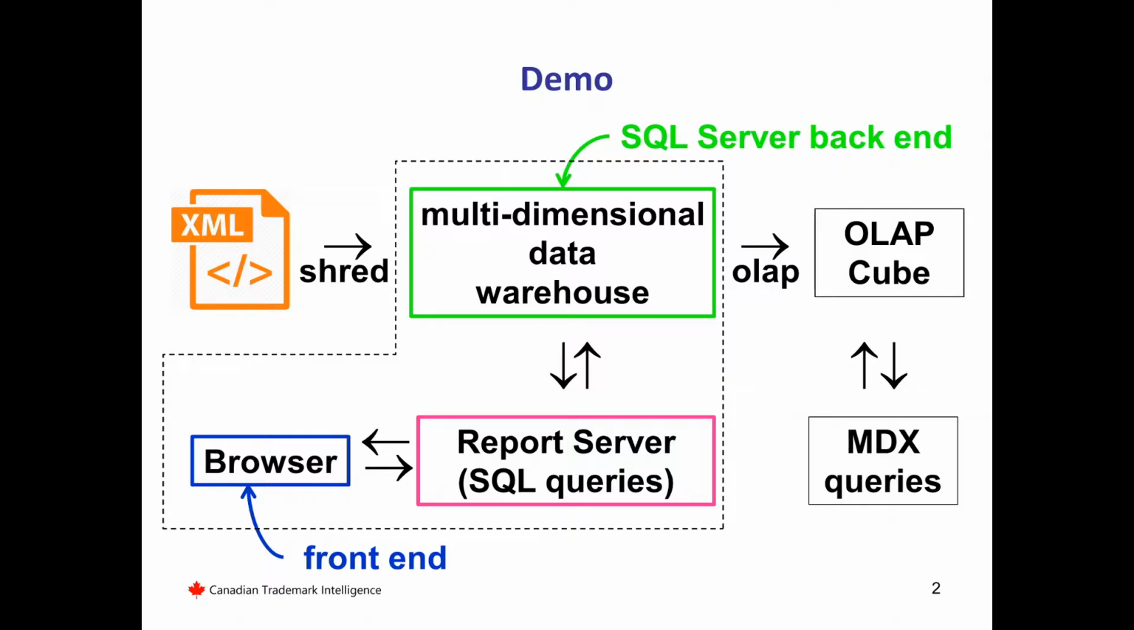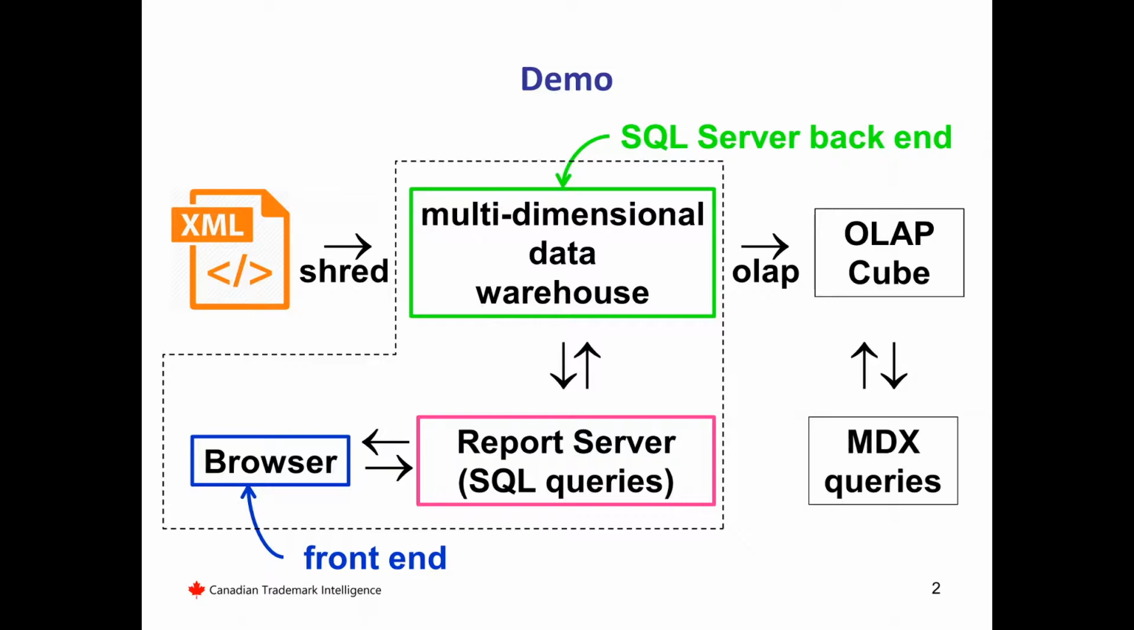In the green rectangle at the top, we have a multi-dimensional data warehouse which I built using Microsoft SQL Server. I've also built an XML shredder which has extracted the information I'm interested in from CIPO's trademark XML data and loaded it into the data warehouse.